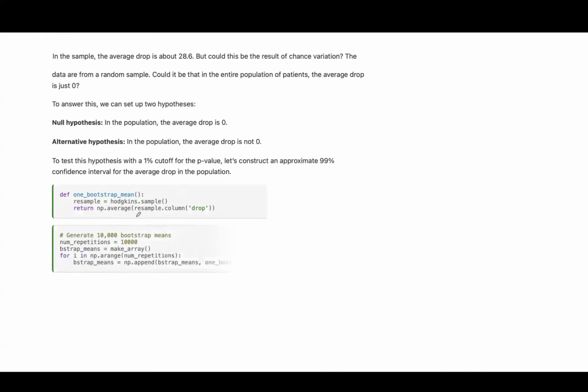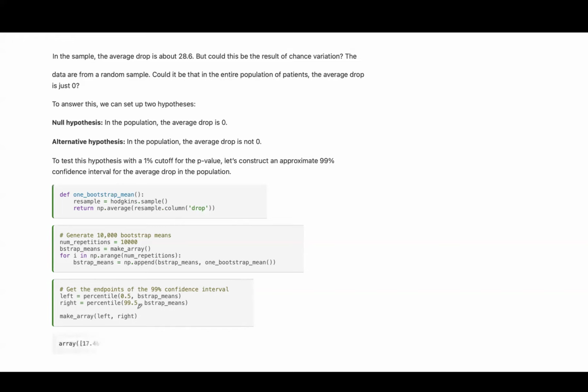We're going to define our function as usual and make sure to resample and return the average. We're going to repeat this process 10,000 times. And we define the left and right endpoints to be the 0.5 percentile and 99.5 percentile, so it captures the true population parameter. The result is a confidence interval with left endpoint 17.47 and right endpoint 40.98.